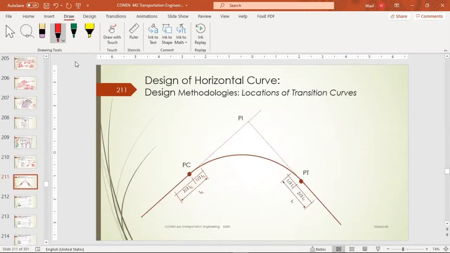Okay. This is the configuration that shows that we have 1/3 of the LR within the horizontal curve and 2/3 before the beginning of the point of curvature. Okay, so that's the point of curvature, this is the point of tangent, this is the point of intersection. The point of intersection is the intersection between the two tangents initially.